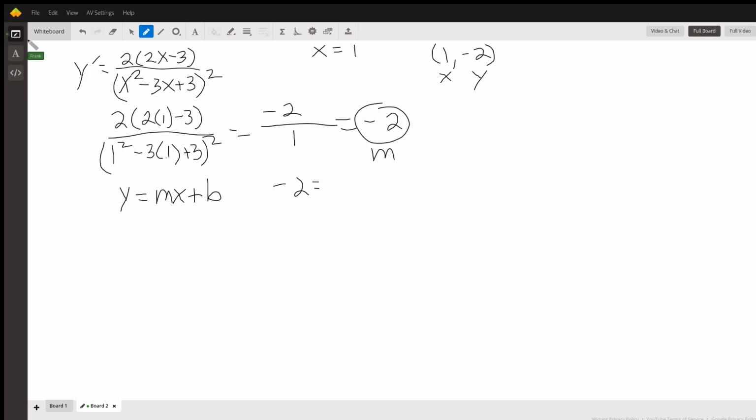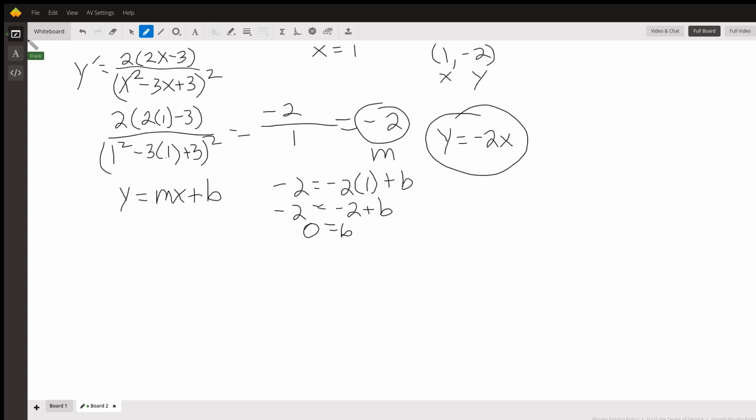-2 equals -2, the slope, times x, which is 1, plus b. -2 equals -2 plus b. I'll add 2 to both sides, b equals 0. So the equation is just y equals the slope, -2x plus 0, or y equals -2x. That's it.